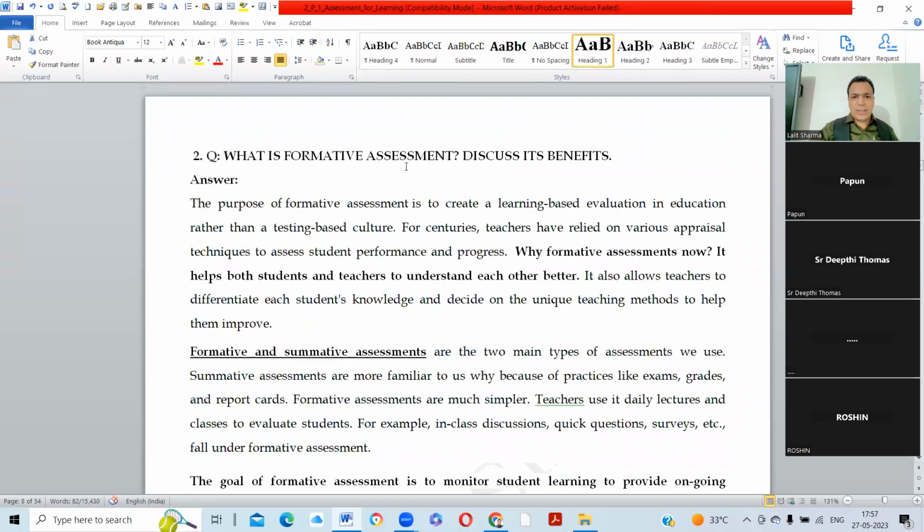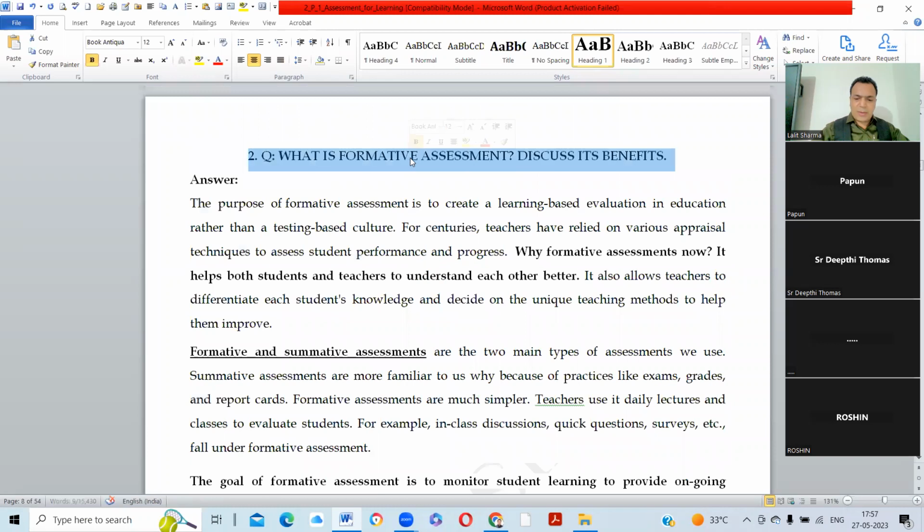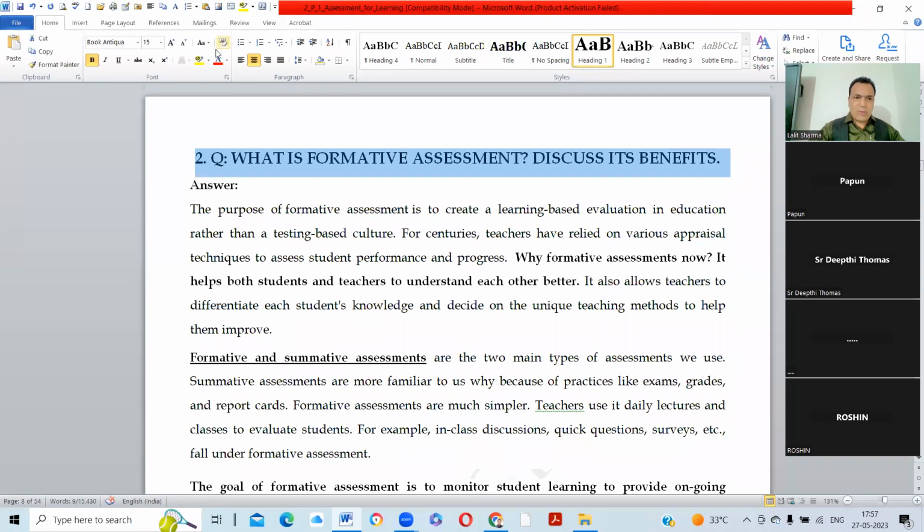Now the second question is again very easy. Formative assessment, we have already discussed this also. What is a formative assessment and discuss its benefits. I have explained assessment thoroughly to you with the help of the PPT. What is a formative assessment? It is taken at the start, it is diagnostic in nature. It is periodical in nature. So you have to talk about all these things.